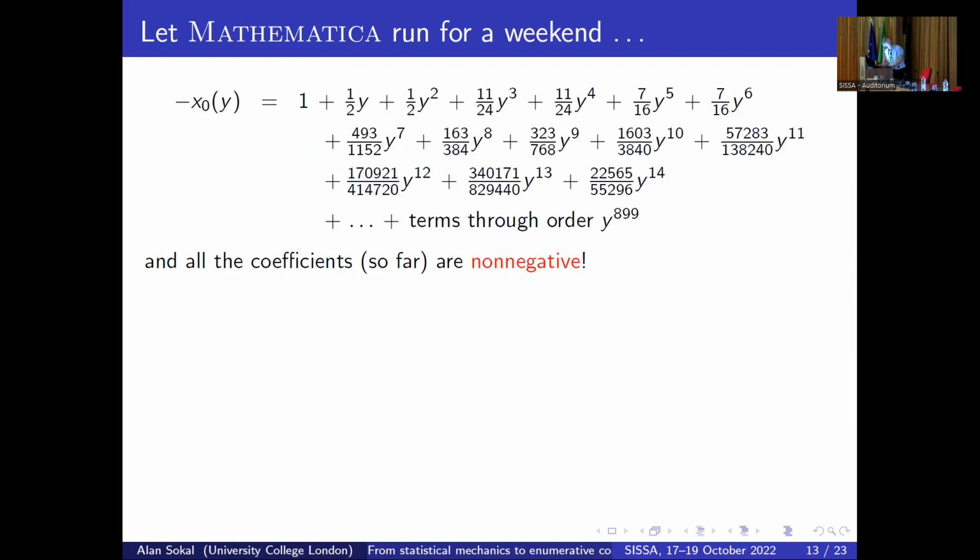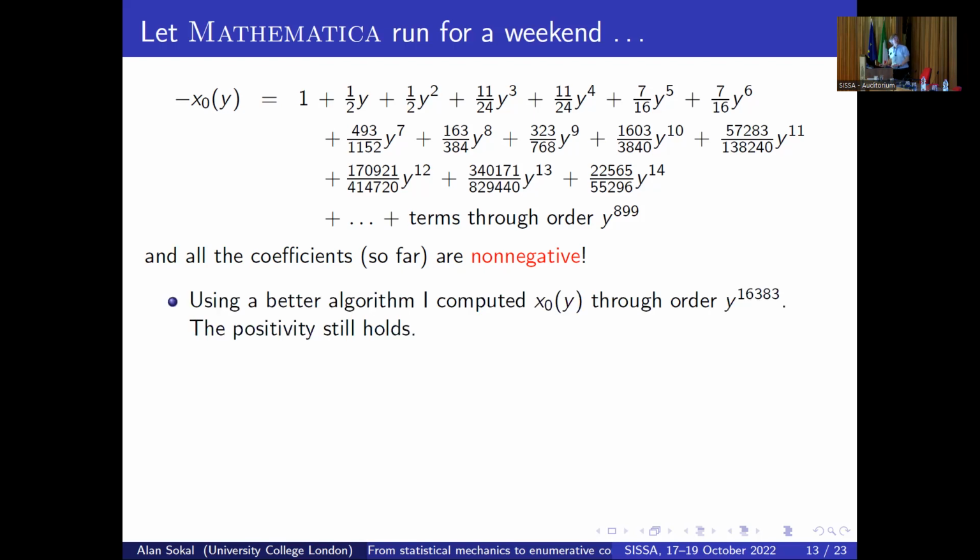And up to order 899, I verified they're positive. Later, I found a better algorithm. I computed it up to that order, I think it's 2 to the 16th minus 1. The positivity still holds. So I really think those coefficients are positive. I have no idea how to prove it.